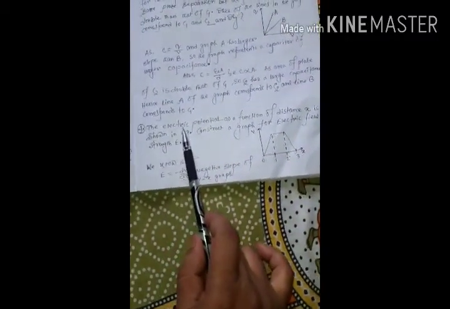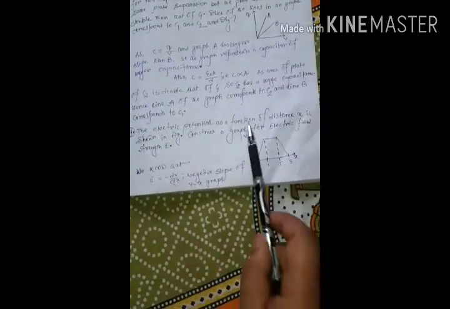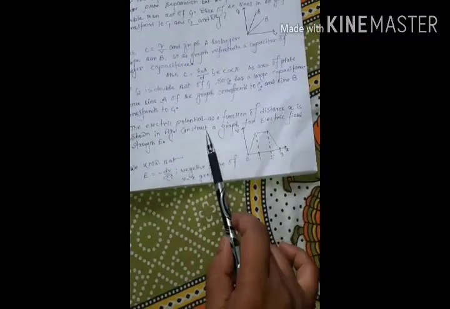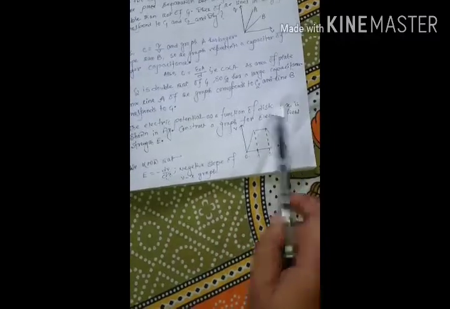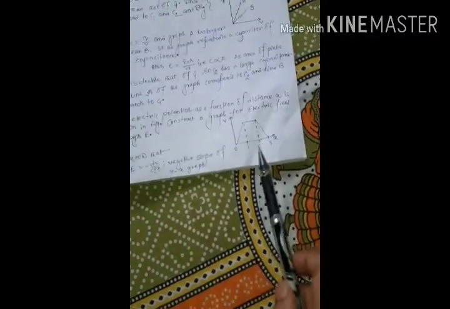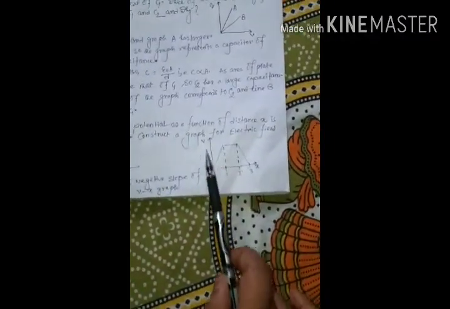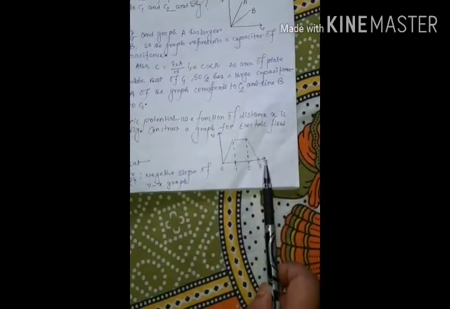The electric potential as a function of distance x is shown in the figure. Construct a graph for the electric field strength E. Here the graph is given potential versus distance.